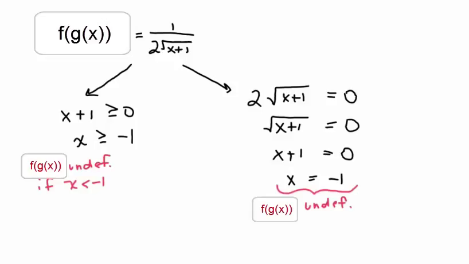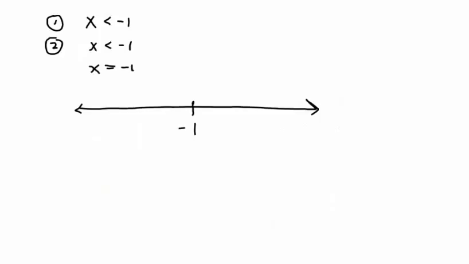We're not going to be able to input negative 1 into f composed with g because that's going to cause our function to be undefined. Putting together our three restrictions, we have the following. We have x less than negative 1, x less than negative 1, and x equal to negative 1 are all going to be values of x that cause f composed with g to be undefined.